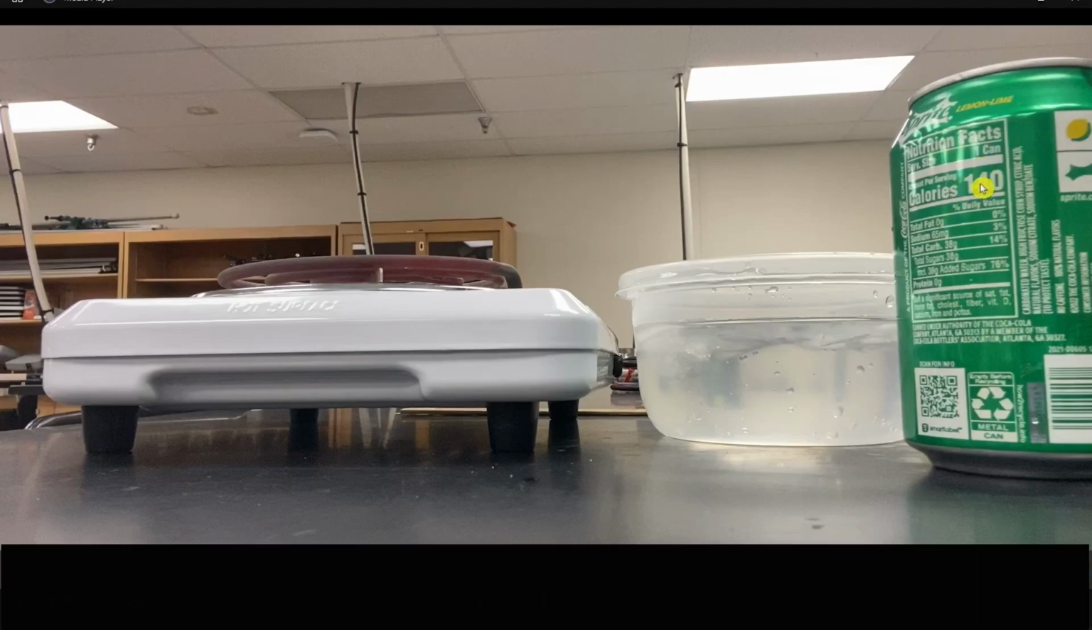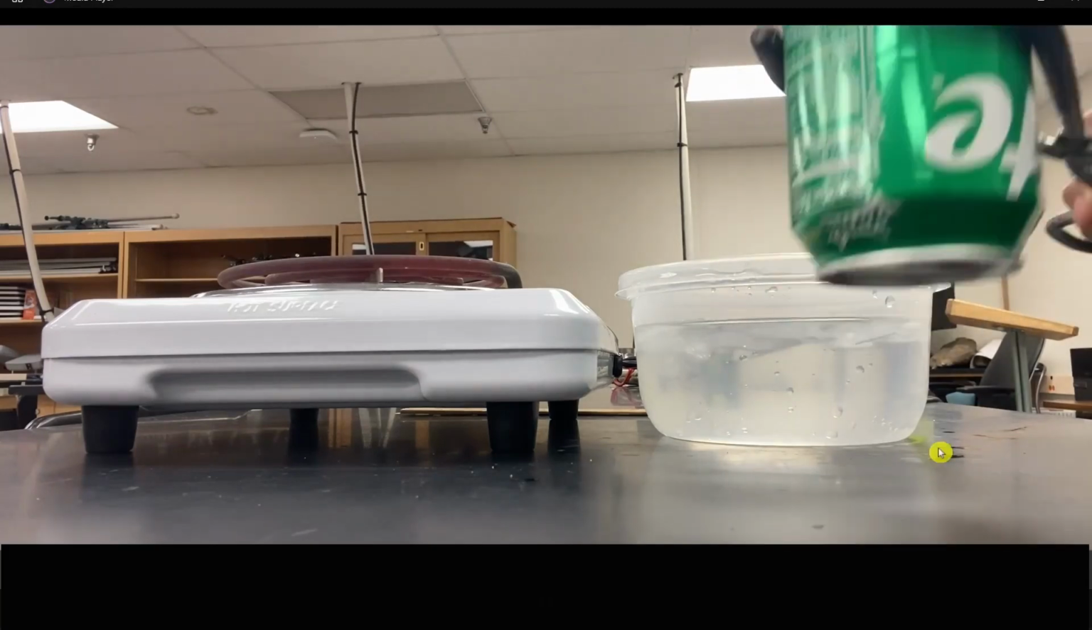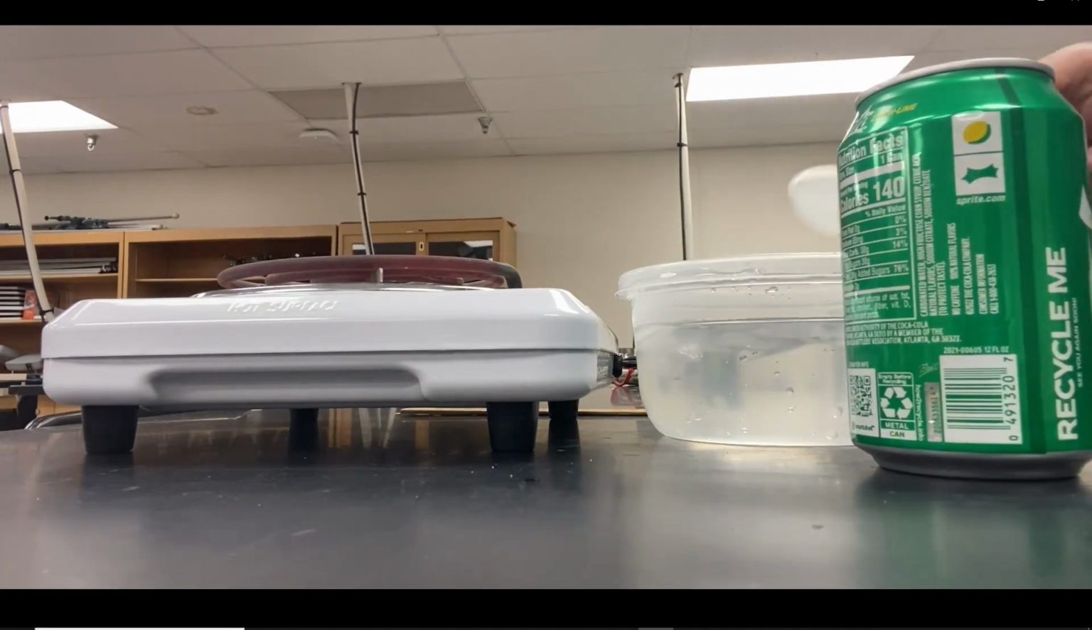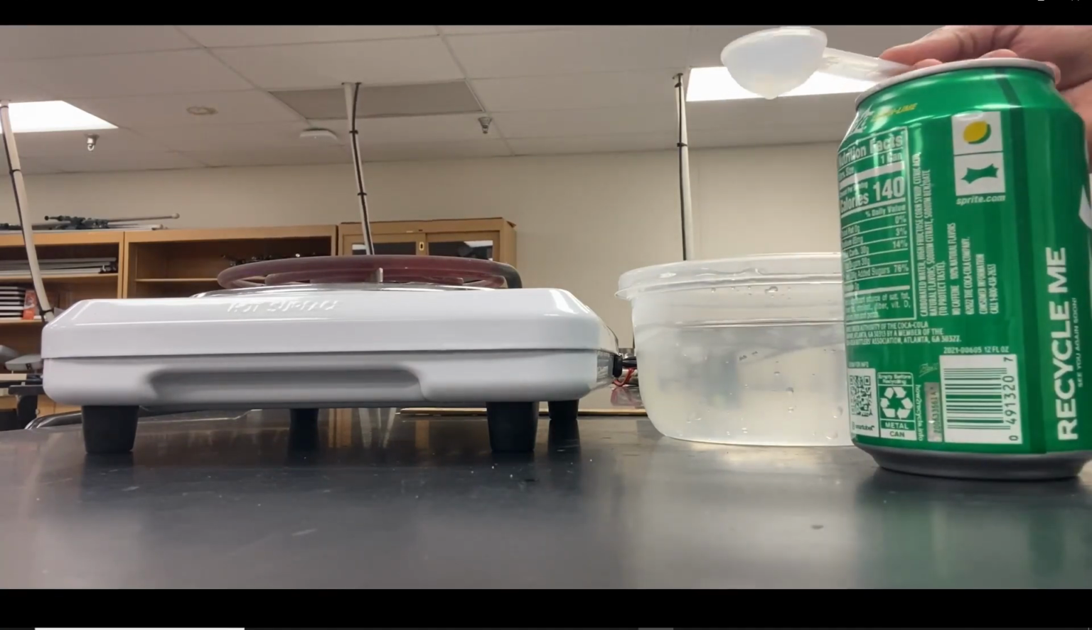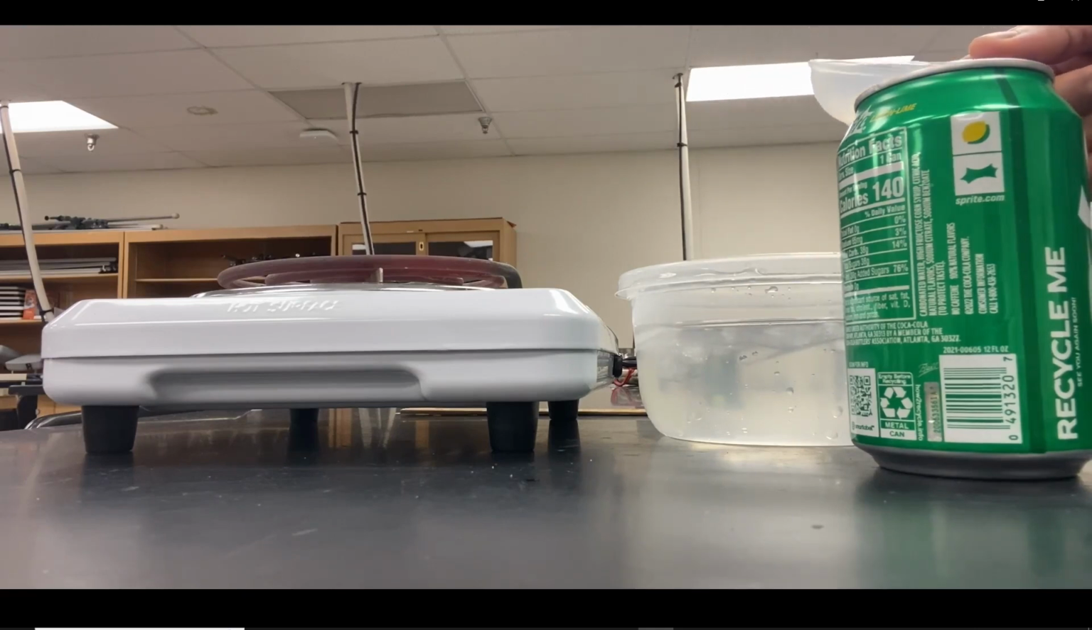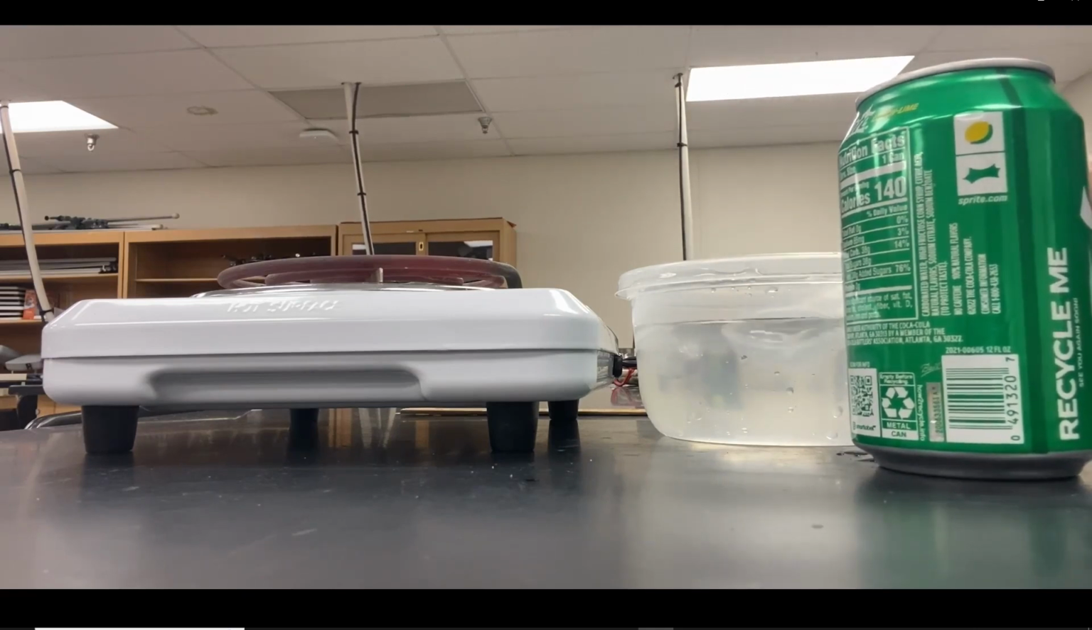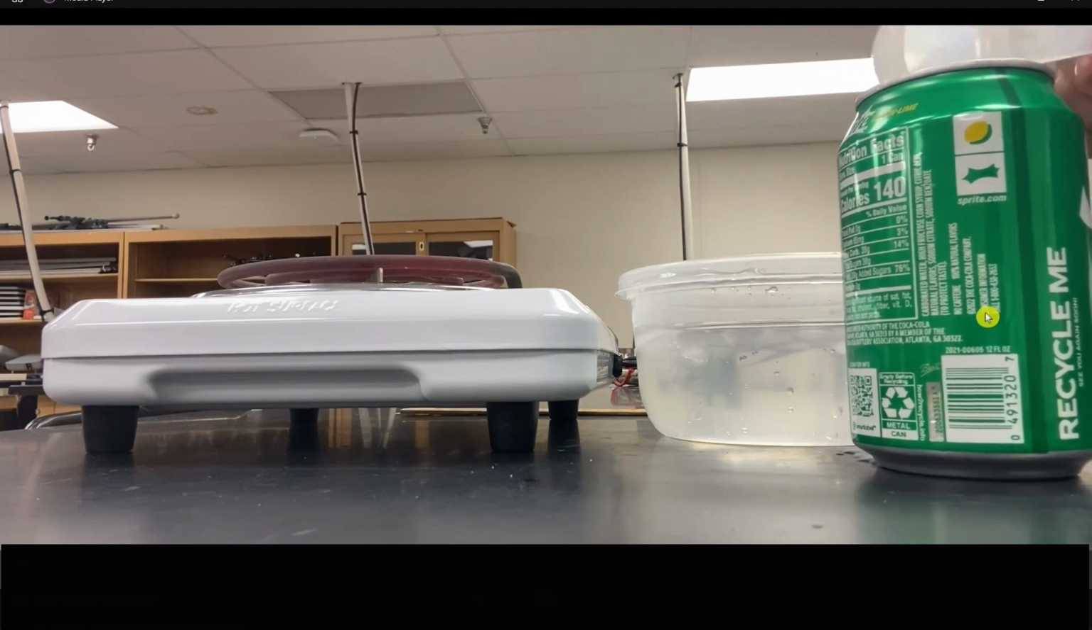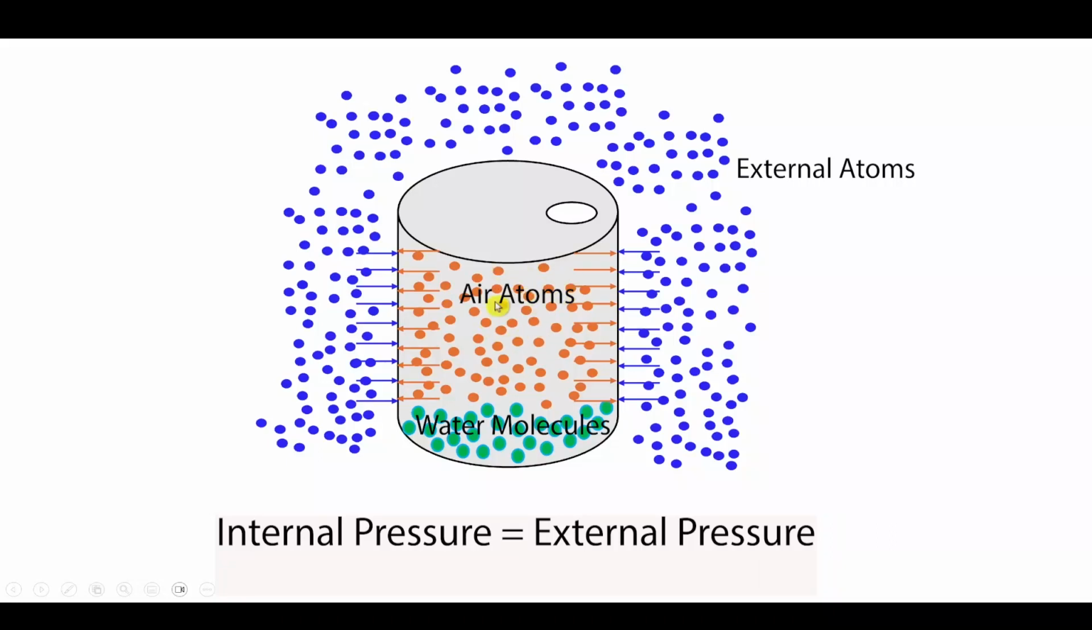Consider an empty soda can. Adding drops of water transforms it into a system of water molecules at the bottom and air atoms, oxygen, hydrogen, carbon dioxide above. The stable shape of the can results from balanced pressure, internal atoms exerting pressure equal to external atoms.